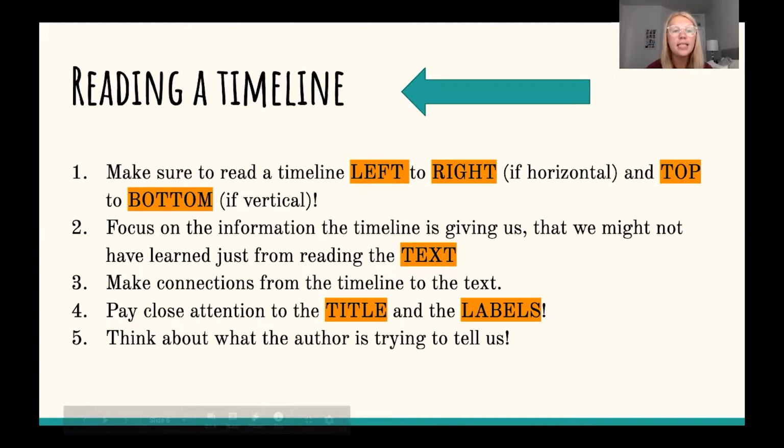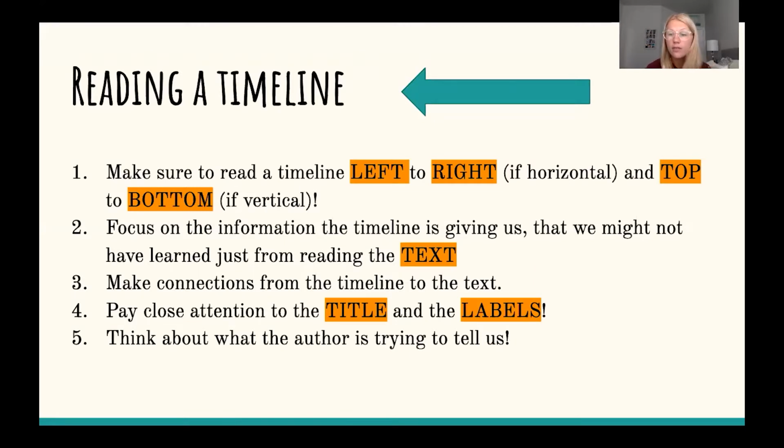When we are reading a timeline, make sure to read a timeline left to right if horizontal and top to bottom if vertical. Focus on the information the timeline is giving us that we might not have learned just from reading the text. So if you are reading a timeline and you notice there's new information coming in the timeline that was not given to you while you read the text, pay close attention to that information. It probably is important.